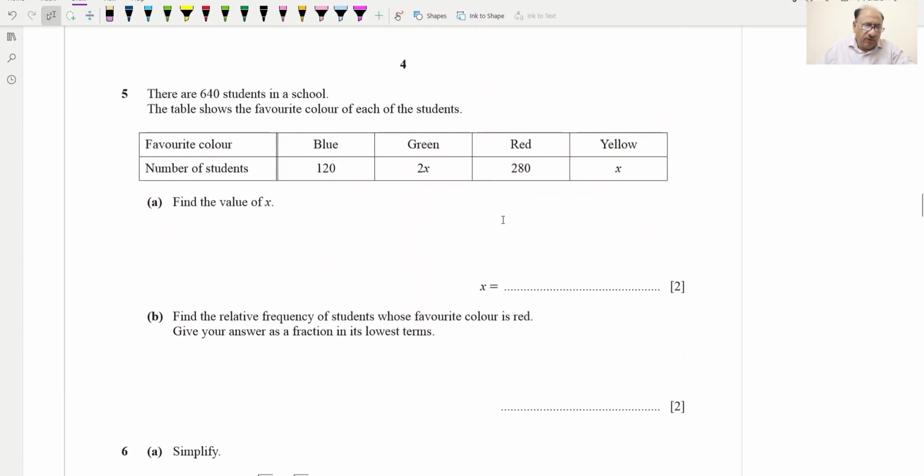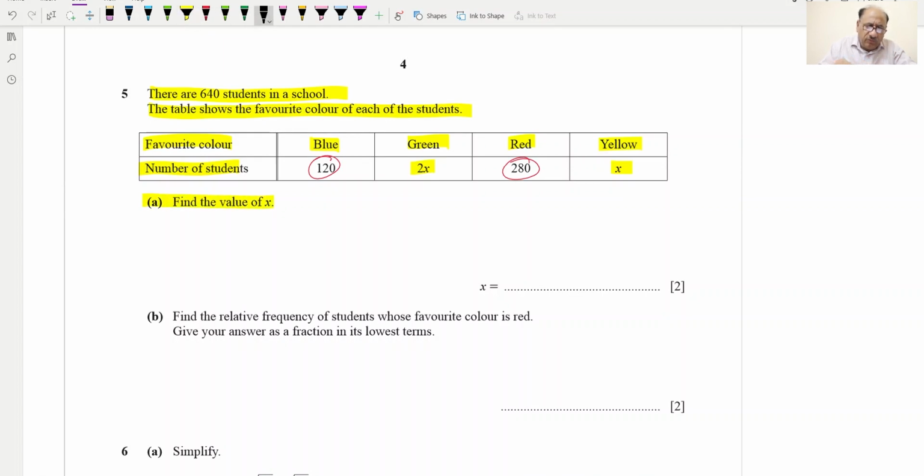Now question number 5. Question number 5 says there are 640 students in a school. The table shows the favorite color of each of the students: blue, green, red and yellow. Green and yellow are unknown, x and 2x, and the rest we can check. Blue is 120 and red is 280, and they're saying find the value of x.